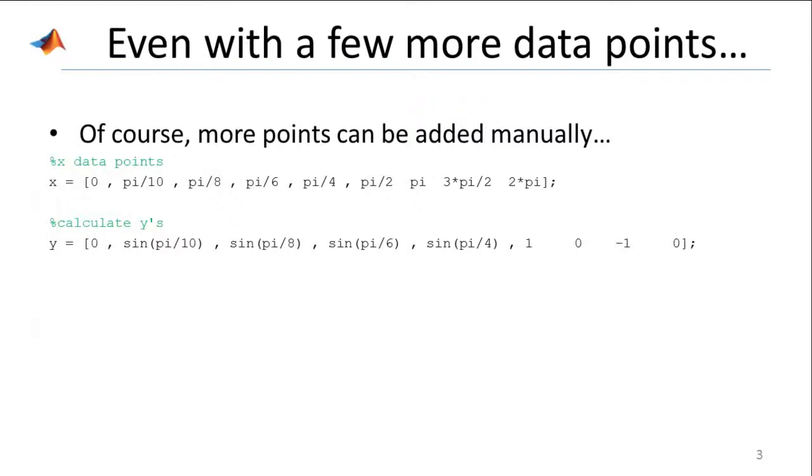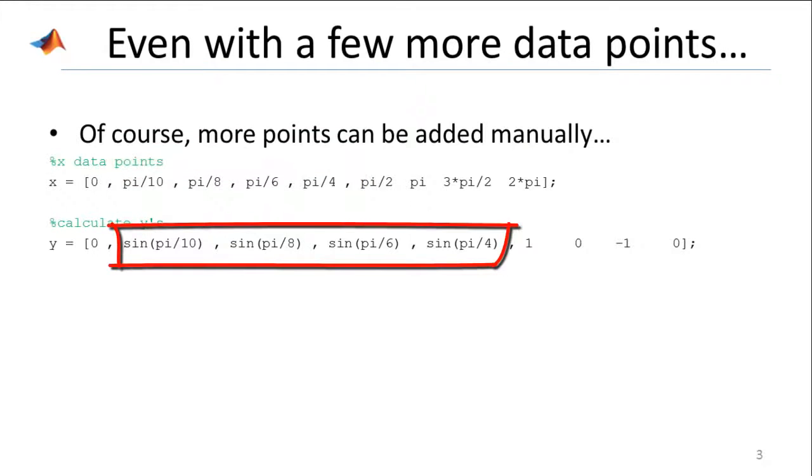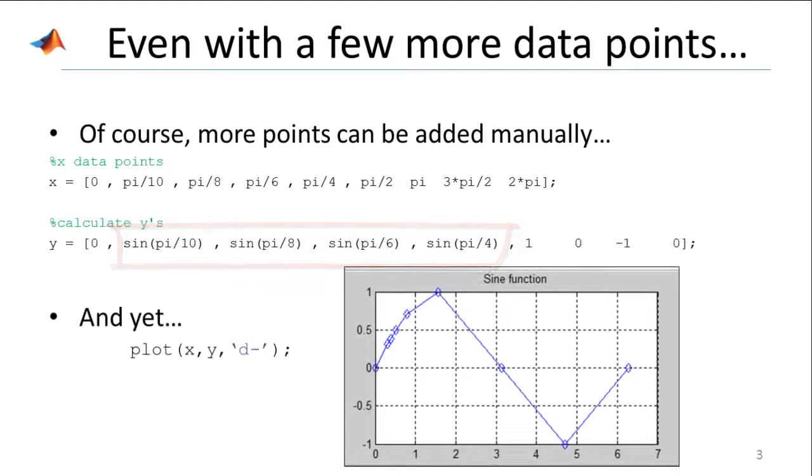The first reflex is of course to add more data points. Let's add pi over 10, pi over 8, pi over 6, and pi over 4 with the equivalent sine y values. But if you look at it, it's still not the sine function. And you realize that that can't be possible. There's no way this is the only way to do a plot. We need a lot more data points.